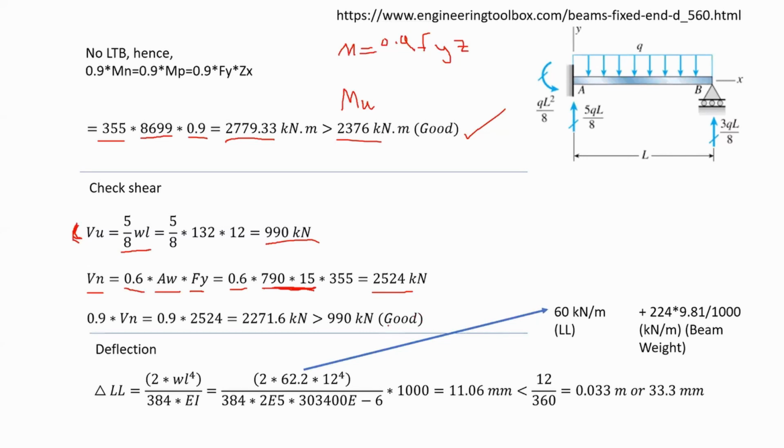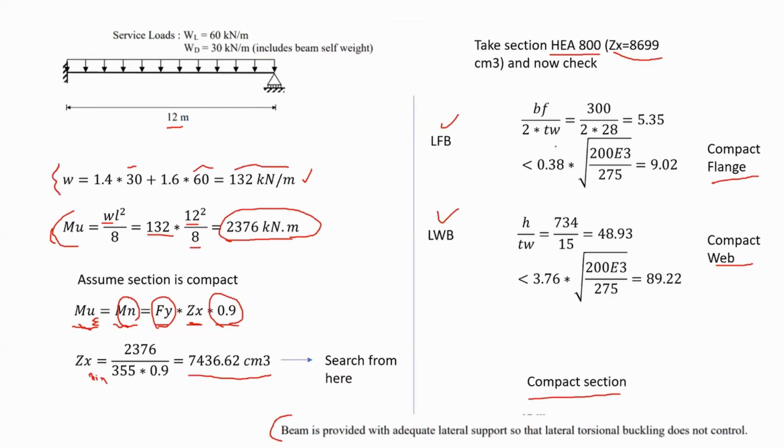As you can see now, if you multiply it by 0.9, according to LRFD, it appears that it is again 2,200, which is bigger than 990 kilonewtons. That is good. The capacity is more than the applied load on my member. So this is satisfied. I checked the moment, satisfied. I checked the shear, it is satisfied as well. Now, before I continue to the deflection, let me tell you something. In here, it seems like HEA is adequate. HEA is good to be used.